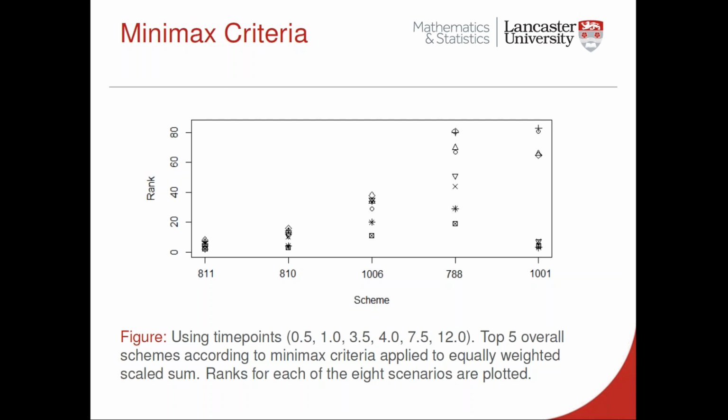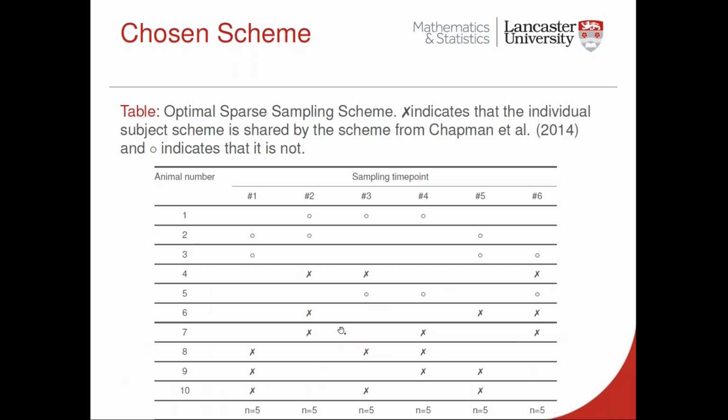Now, it's probably also worth pointing out at this stage that a rank of 80 isn't actually horrible in this case, considering that there are 1,000 some different schemes that are possible in the first place. So it's still very well performing, but it's just not as good as scheme 811.